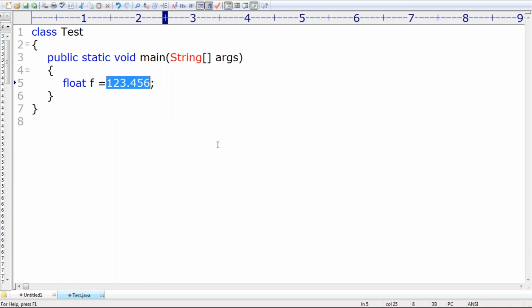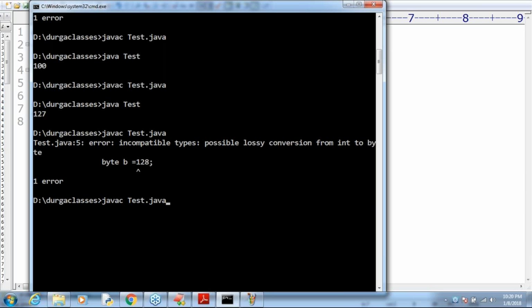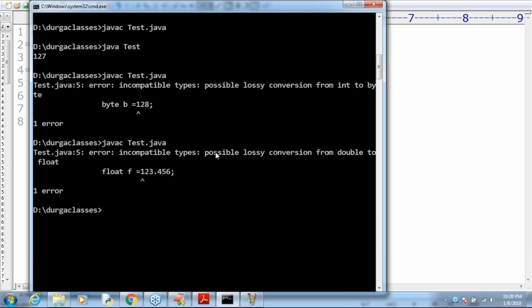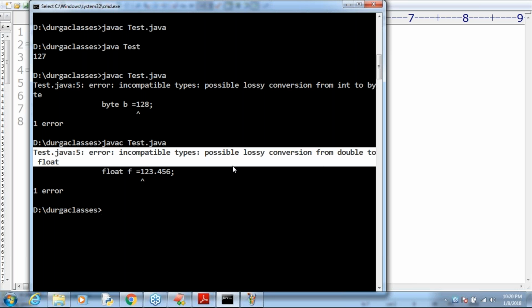Everyone able to understand? Yes, man. Are you able to understand my point? Okay, now let me compile. The compiler will give an error: incompatible types, possible lossy conversion from double to float. Clearly it tells us the problem. Make sure, sir. So now what do I have to do?